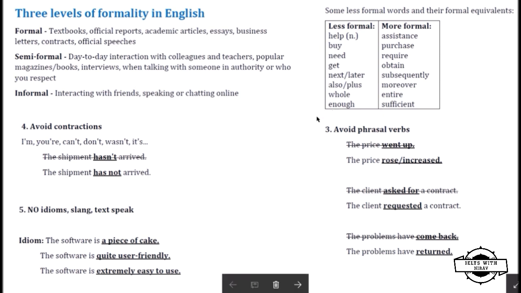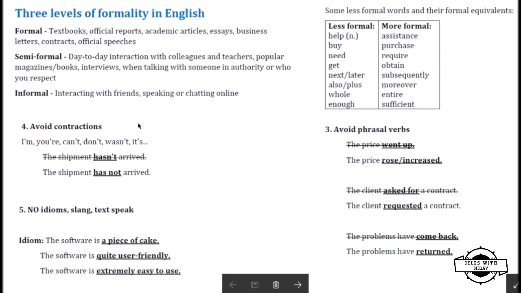The third thing is to avoid phrasal verbs. Let's say you want to write this sentence: the price went up. Instead of that, write the price rose or increased, because you are writing formal language. Everything should be in business language, to the point. Take the sentence: the client asked for a contract, versus: the client requested a contract. You need to understand the difference between these two sentences. You are writing a formal letter, so you need to eliminate the first one, which has "asked for".